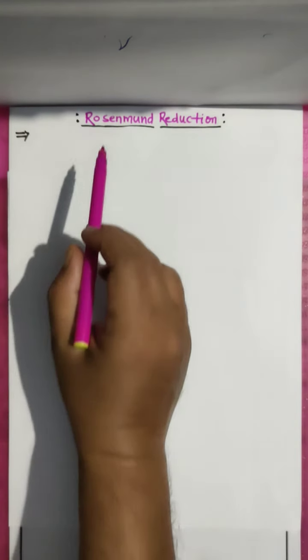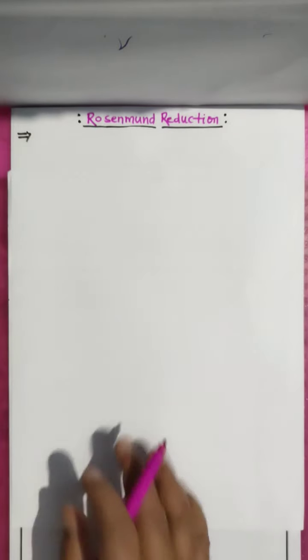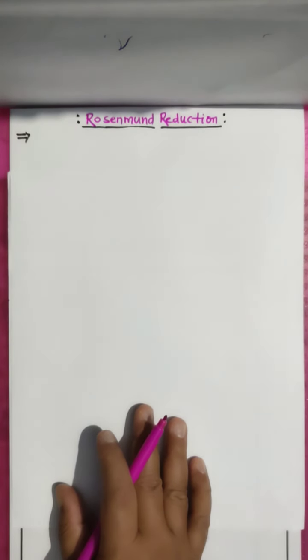Hi students, today we are going to discuss a very important reaction in aldehydes and ketones, that is the Rosenmund reduction reaction. From the Rosenmund reduction reaction we can prepare aldehydes. It is very important for board level as well as NEET, JEE and CET. So everyone please concentrate on Rosenmund reduction. So what happened here? We'll discuss.